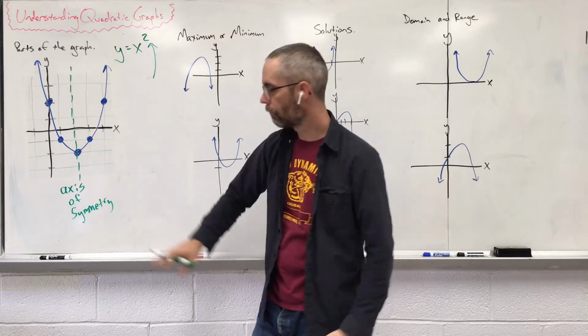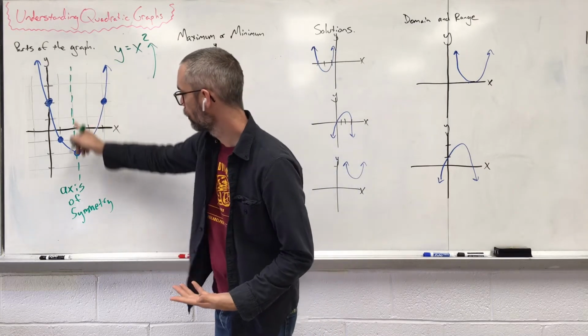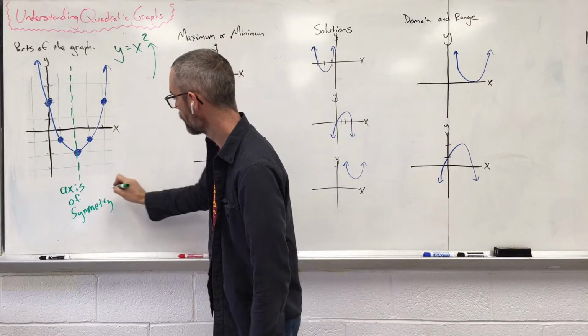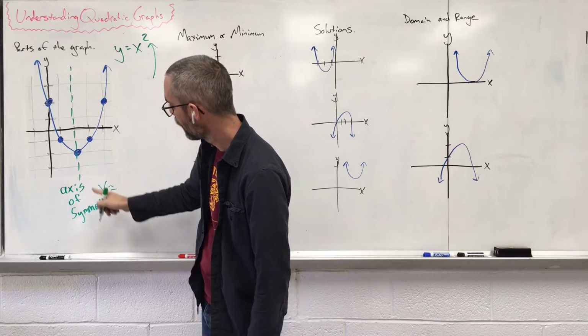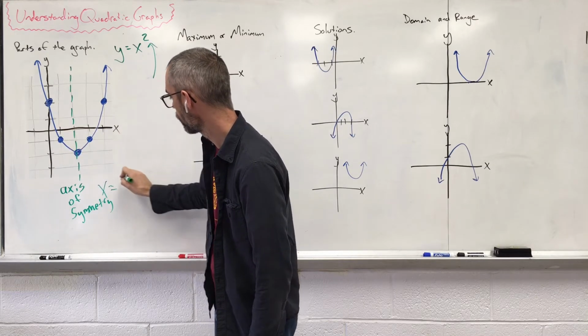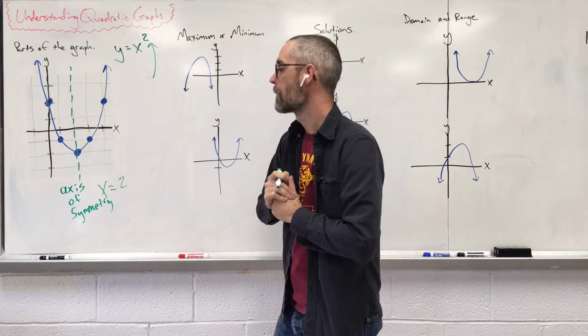Now we can write this as an equation. The equation of this green dashed line is going to be x equals, and in this case, we cut through 2 on the x-axis. So x equals 2 for that.